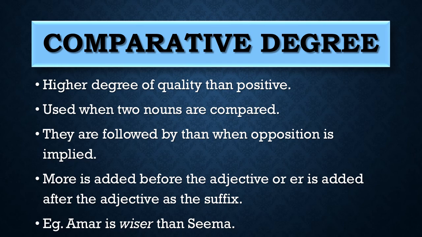Example, Amar is wiser than Seema. Here the adjective is wise in which Amar is compared to Seema and Amar is better. Okay, more wise than Seema. That is why here the degree is comparative degree.